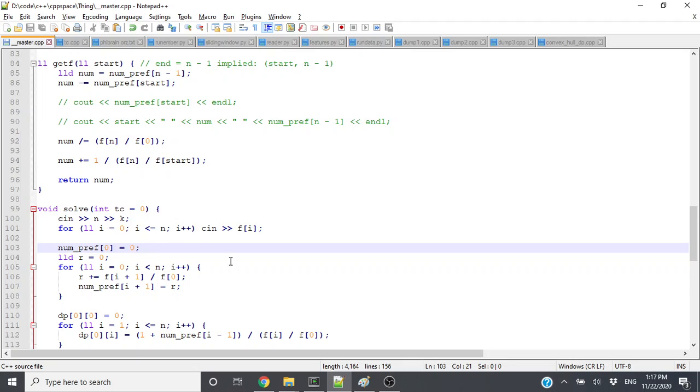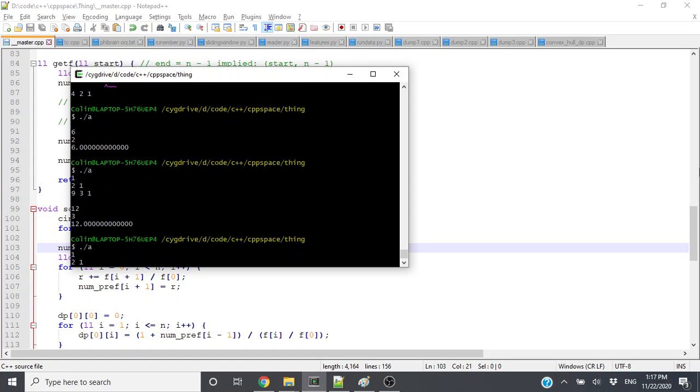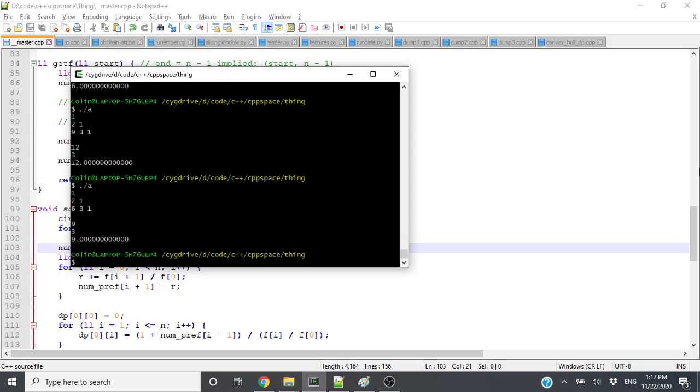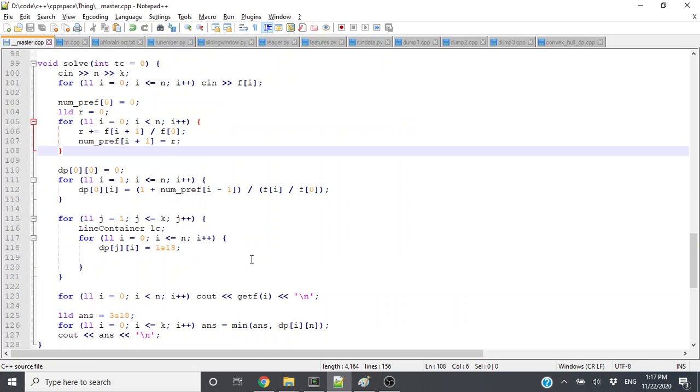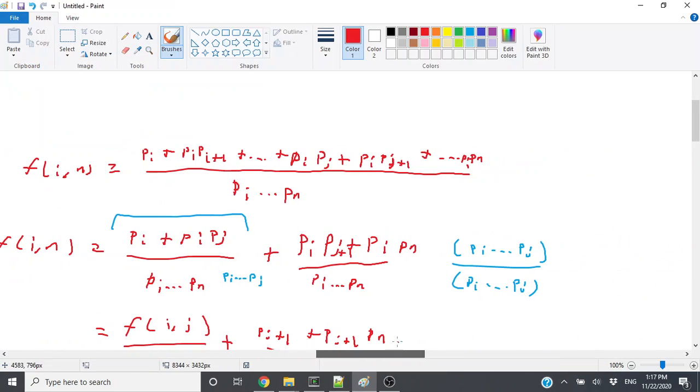So I guess this is right. Or we could do something like 1, 2, 1, 6, 3, 1, which would then be 1 plus 1/2 over 6, which is 9. Yep, 9 and 3. Okay. Cool. So now this is right. Now we have to figure out the rest of this.